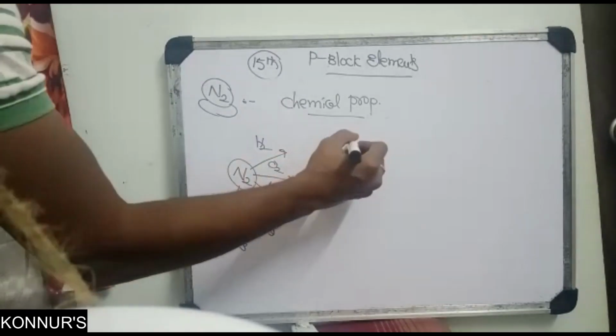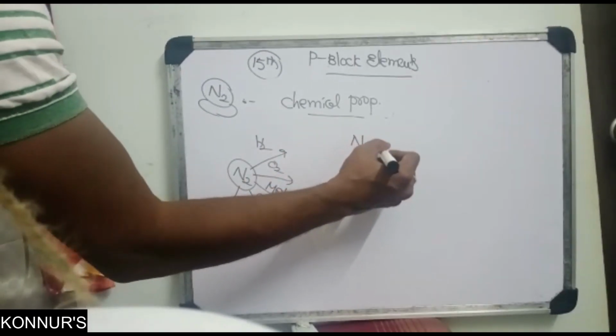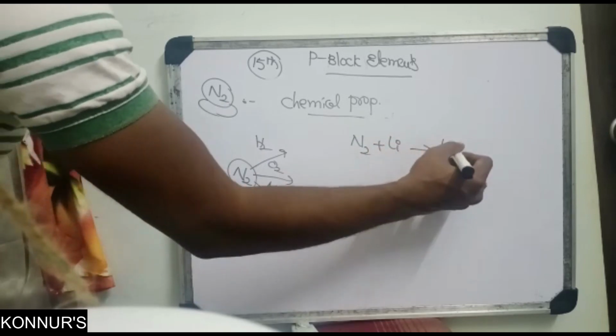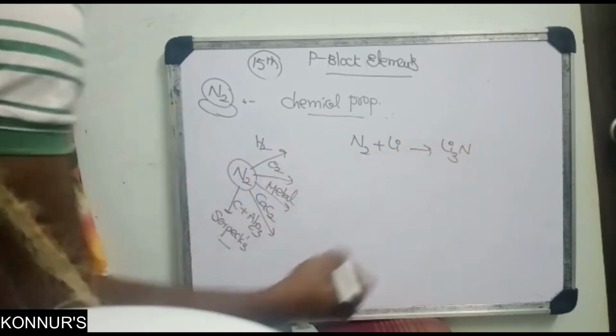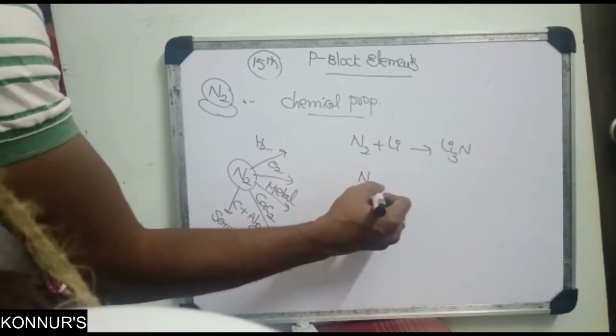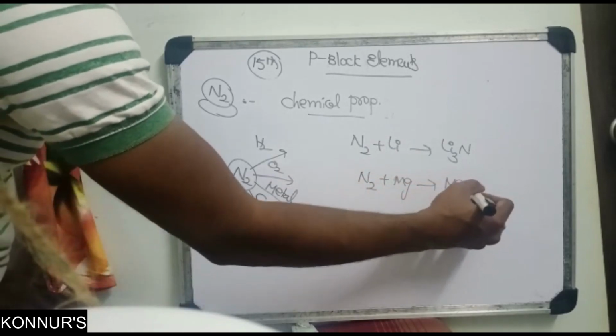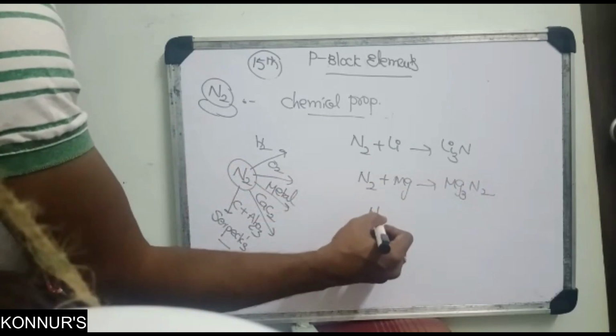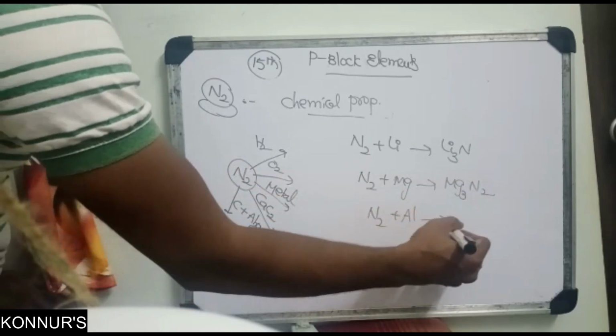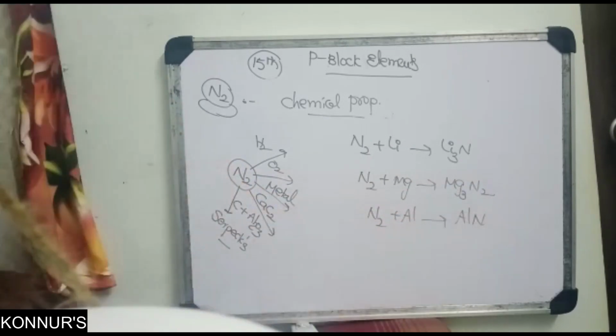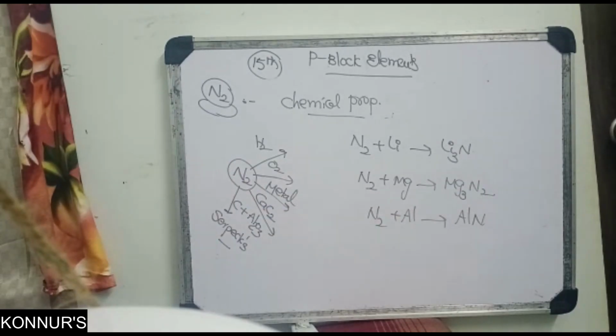Next, metals. So nitrogen reacts with lithium. So you are getting Li3N. Nitrogen reacts with magnesium, Mg3N2. Nitrogen reacts with aluminium, AlN. So aluminium nitride you are getting. Next, calcium carbide. These two are important.